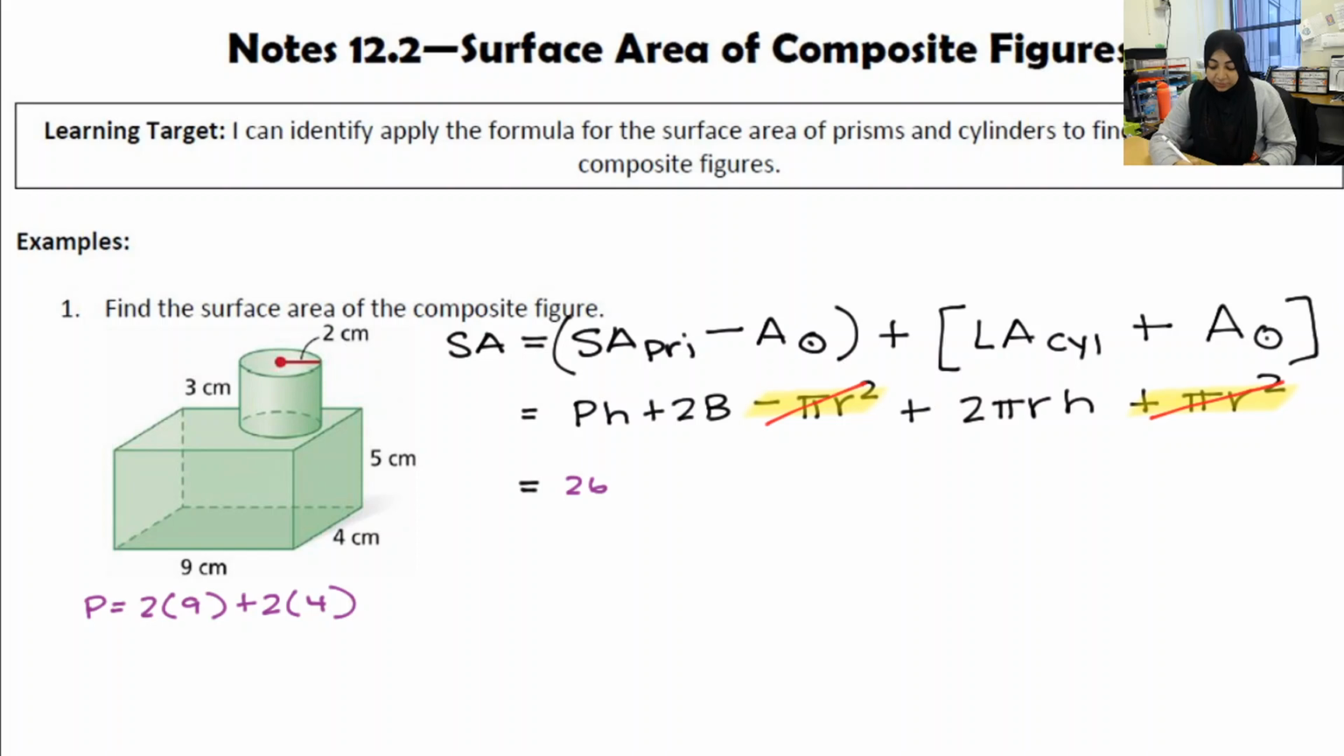Times the height of the prism, that of course is this 5 right over here, plus 2 times the area of the base. So let me come over to the side and go find the area of the base, which is 9 times 4. So that's 2 times 9 times 4, of course, is 36.